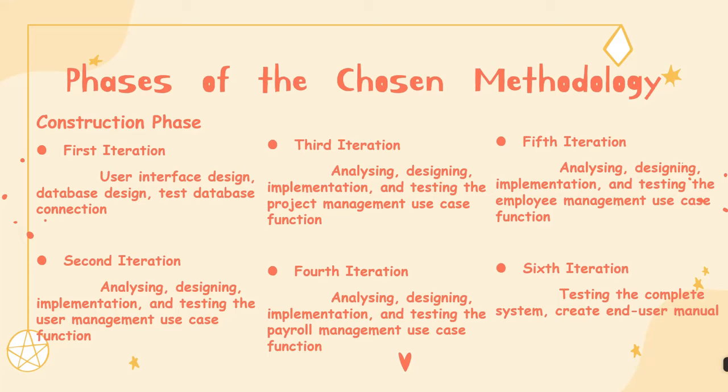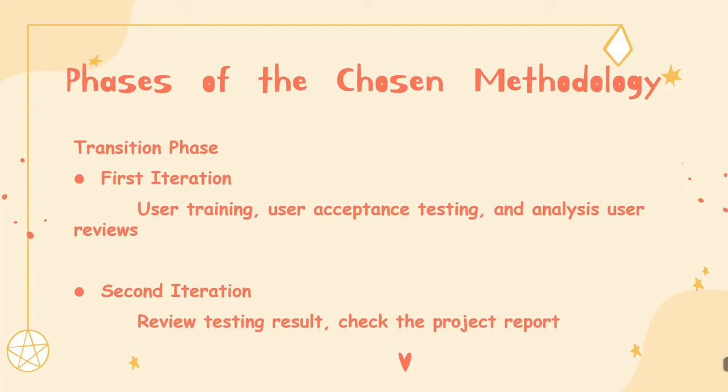For the second until the 5th iterations, each iteration will analyze, design, implement, and test a subsystem function such as the user management, project management, payroll management, and the employee management subsystem. In the last iteration of the construction phase, it will test the entire system and the end user manual will be created.